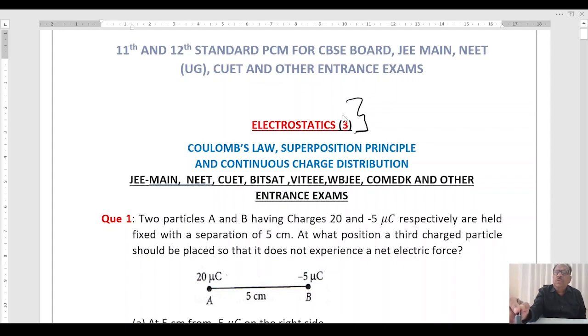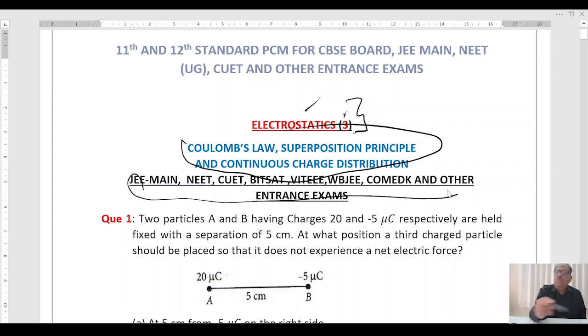In today's session 3 of Electrostatics, these topics are going to be discussed. In session 1 and session 2, basic concepts have been covered. You can go through the channel Sethi. Now let's start the question.